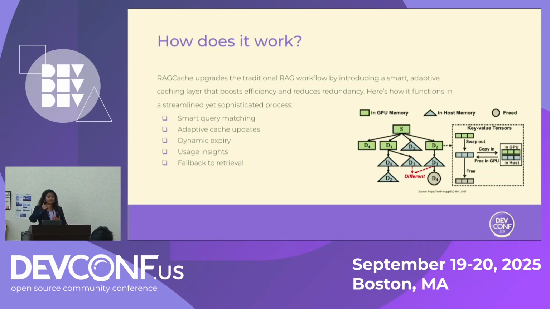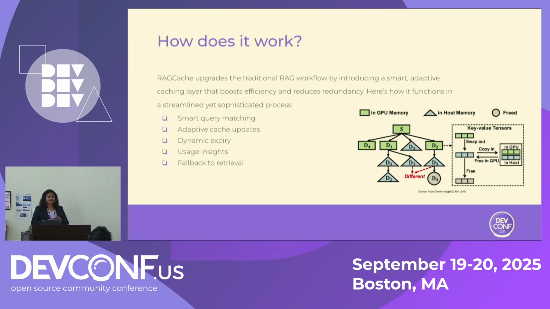Here is how it manages: there is a streamlined process with smart query matching. It instantly serves the answers from a cache if a match exists, skipping external retrieval. It will not go to the external database. Then adaptive cache updates: it learns usage patterns and updates the cache with high demand knowledge. When this knowledge is more needed, it will update the cache and remove the outdated data. With dynamic expiry, it also discards the old information to ensure the cache always holds accurate and up-to-date knowledge.